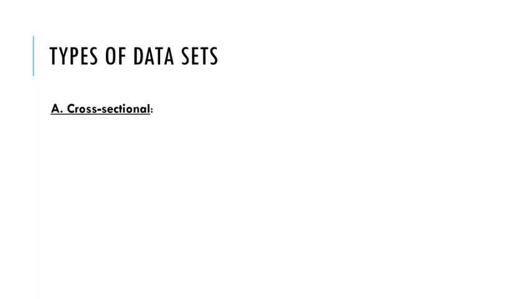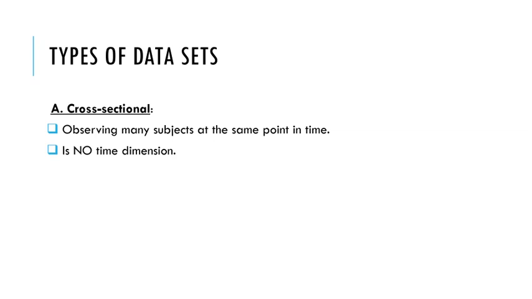Let's start with cross-sectional. When we look at a cross-sectional data set, we're observing many subjects at the same point in time. That's important. So many subjects, not just one, and they're all at the same point in time. And when we're working with cross-sectional data, there's no time dimension. So in my data set, I don't have year 1, year 2, year 3. I don't have March, April, May, because those are time dimensions. So in cross-sectional data, there's no time dimension.